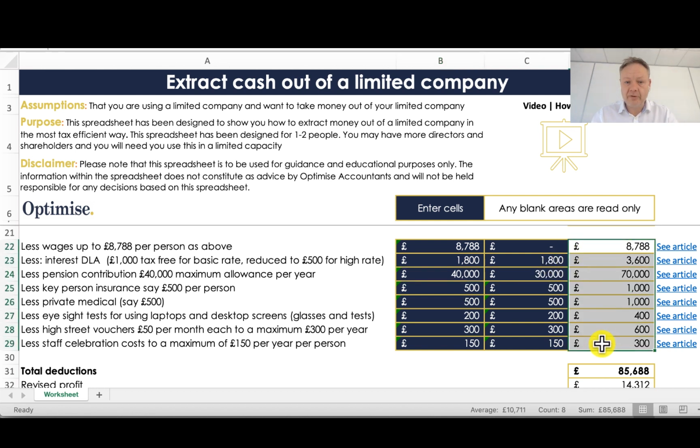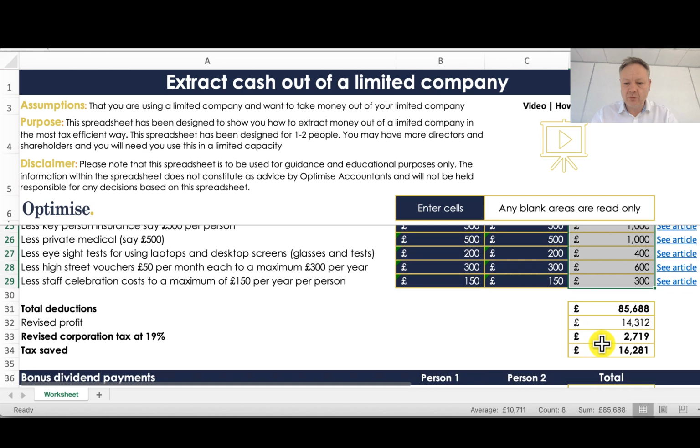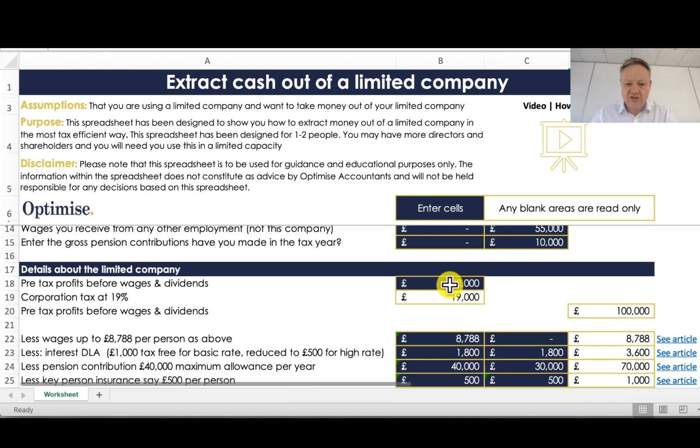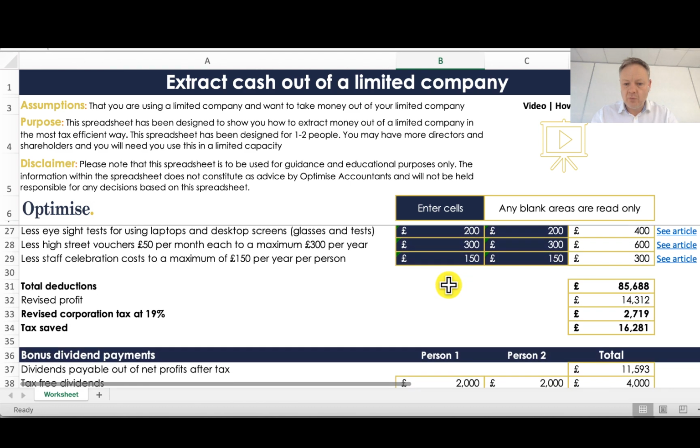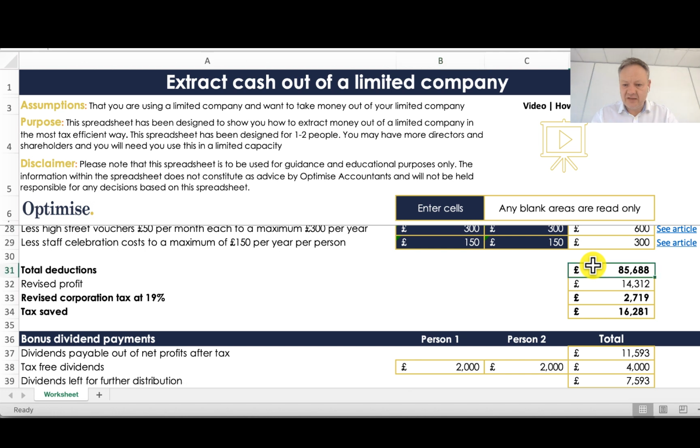It would then tot up all of the costs that you would put against there, and it will say total deductions is £85,000. Now you'll notice that the corporation tax was £100,000. But what we've now done is we've identified an additional £85,000 worth of deductions. Wow. The revised profit is now £14,000. Corporation tax goes down to £2,700. And now we've got tax saved there.